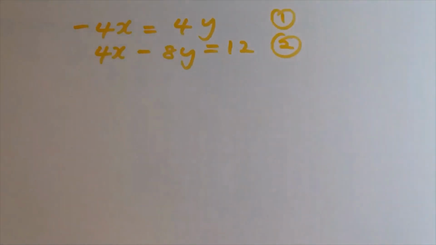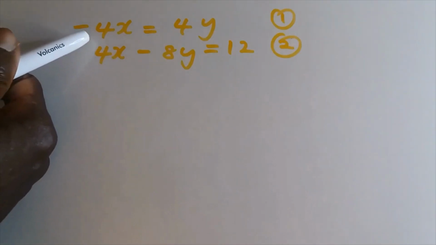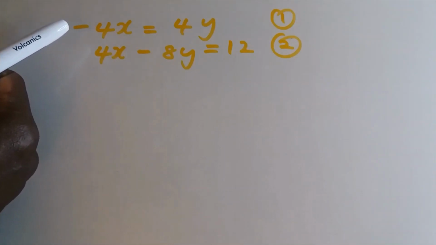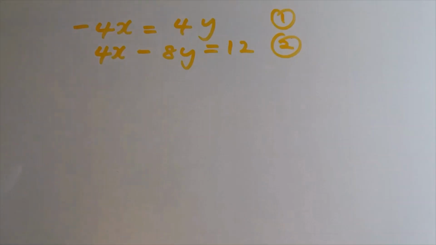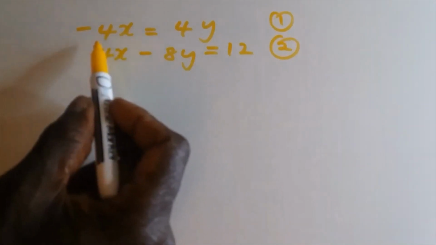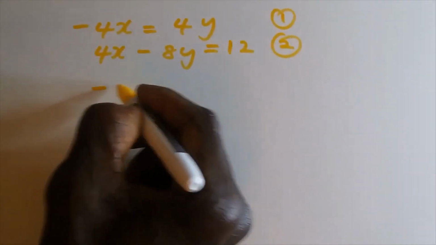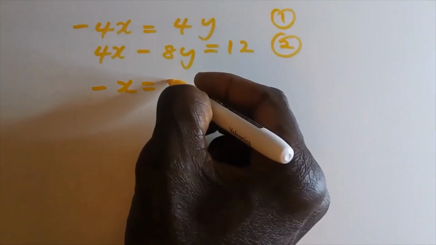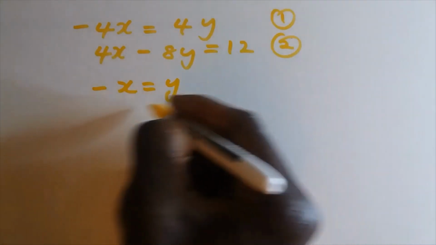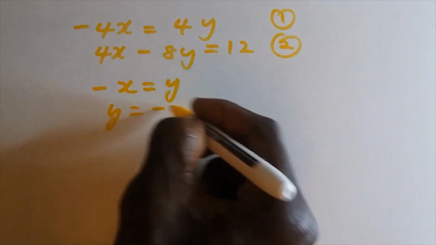Here's our next pair of simultaneous equations. We could arrange here to find for either x or y. We'll do it for y. So if we divide by 4 on both sides, we have minus x is equal to y. So that's equation 1. We have something in terms of y. We can swap the sides and write that y is equal to minus x.